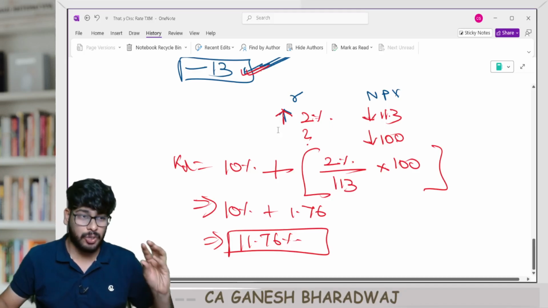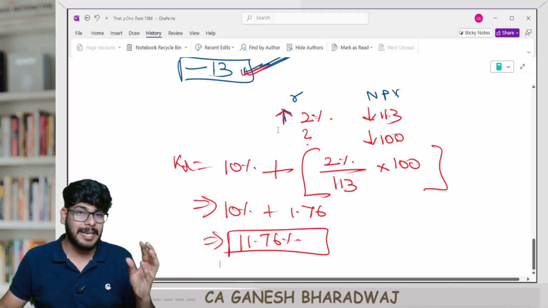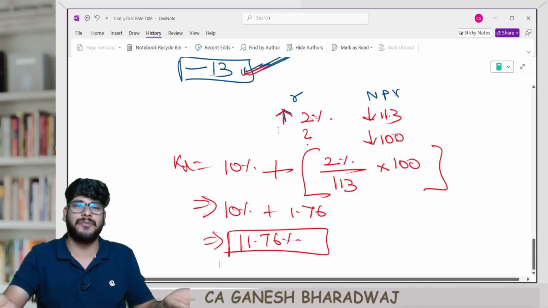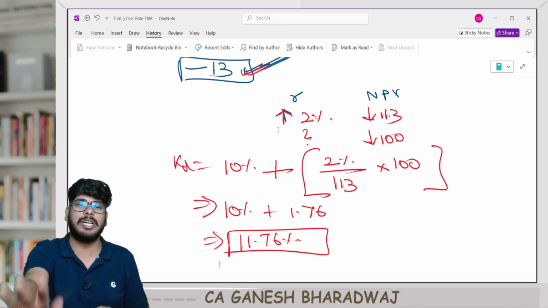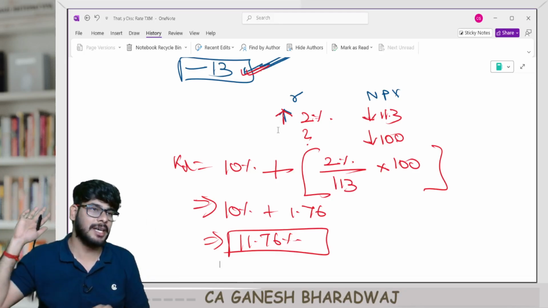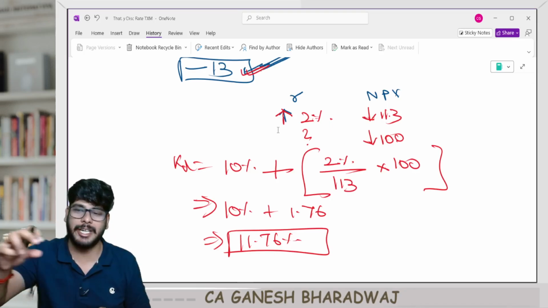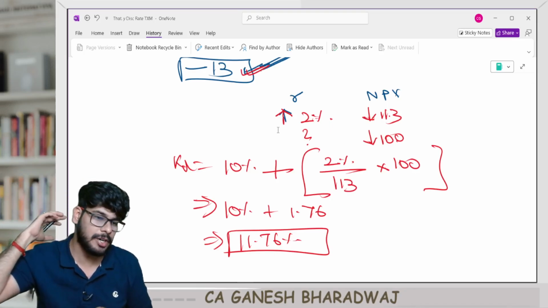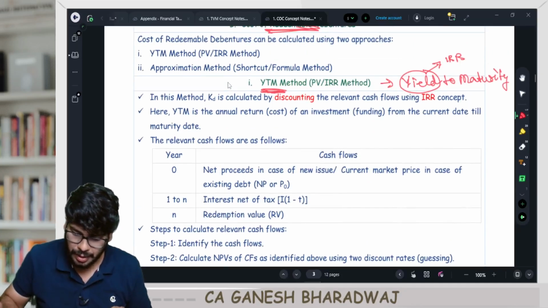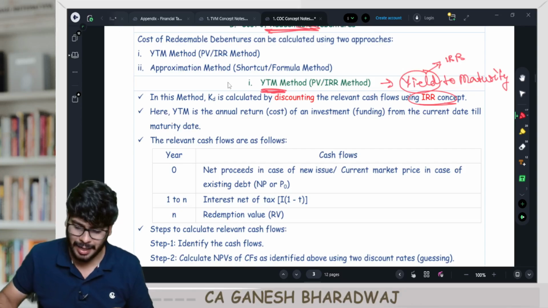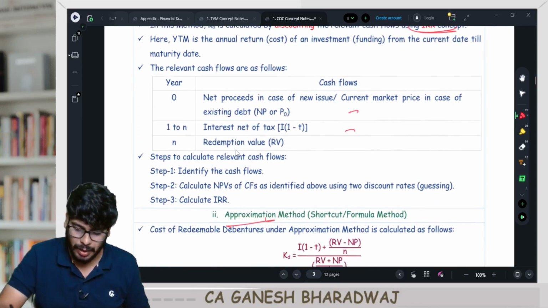Yes, guys. So in case of a redeemable debenture, what you can do is frame the cash flow equation, take 2 trials, and arrive at the IRR. Whatever IRR you get is called the KD, because we are using the cash flows pertaining to debentures. Are you able to understand? Right? That's what they have given here. It is done by calculating your IRR, the IRR concept I have explained here.